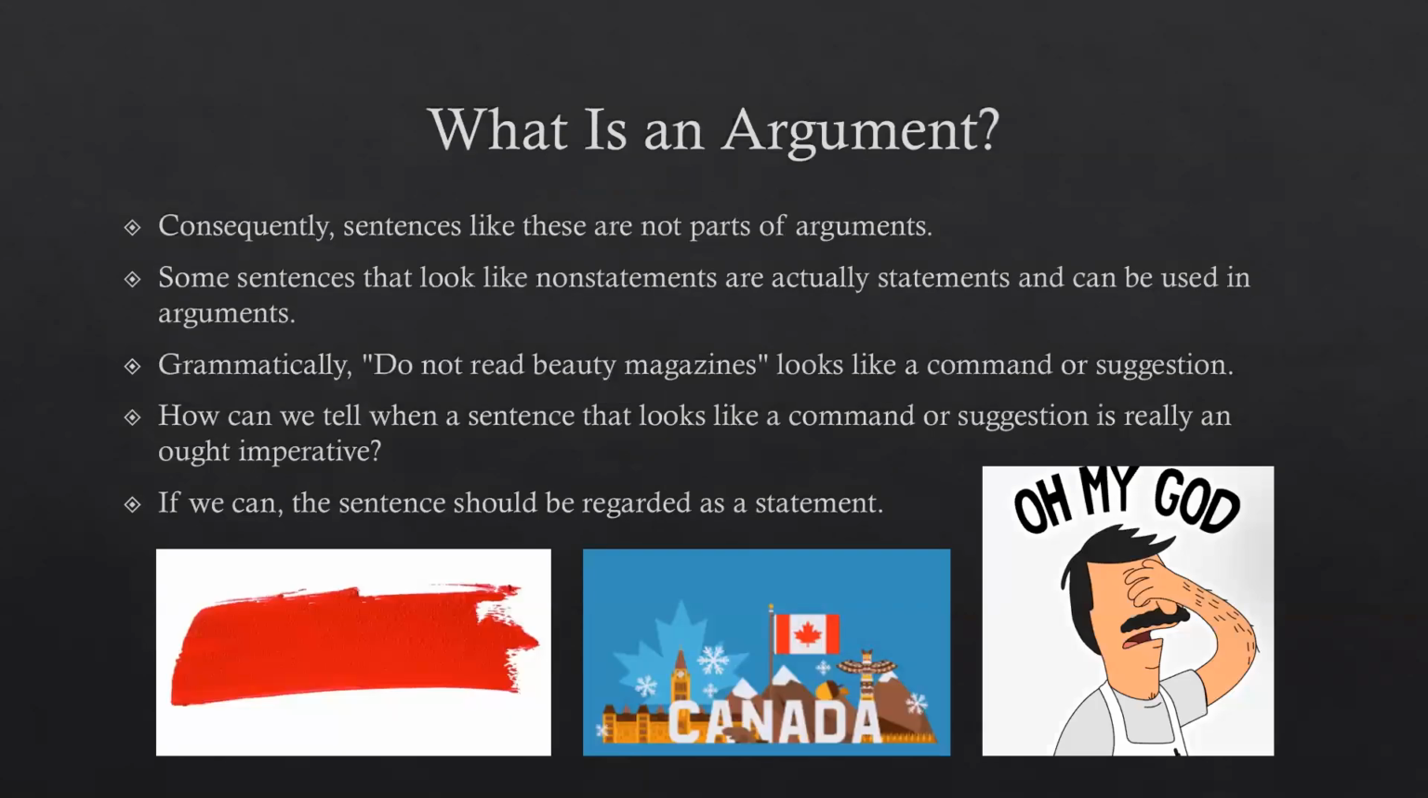What is an argument? An argument is a claim defended with reasons, consisting of one or more premises and a conclusion. A statement is a sentence that can be viewed as either true or false. Examples of statements include: red is a color, Canada is in South Africa, God does not exist, and abortion is morally wrong.